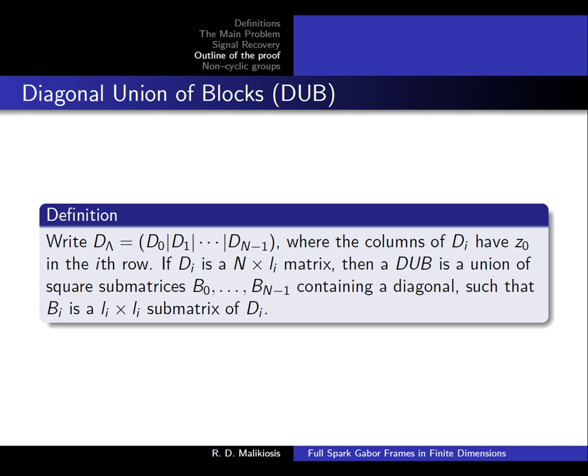This situation carries over to the general case for all dimensions n, no matter what your time frequency translate is. As long as you write your matrix this way, this is what I mean here: first you write the columns that have z0 at the 0th row, then z0 at the first row, and so on. And you take correspondingly the so-called diagonal union of blocks in the same way. From each submatrix, you take a maximal minor, and you want these to have rows that do not overlap.